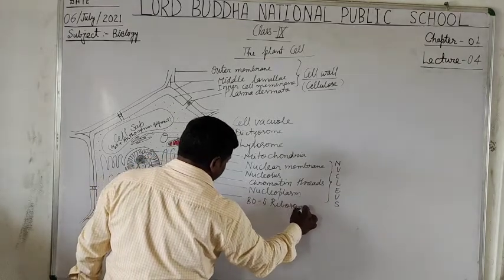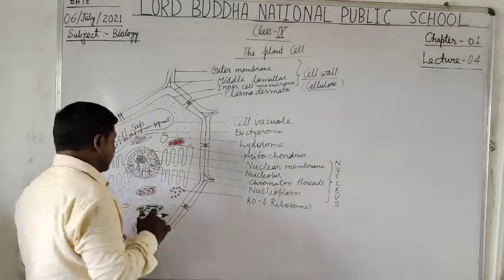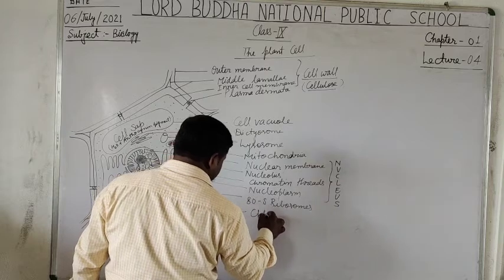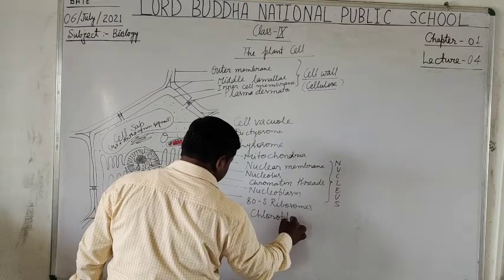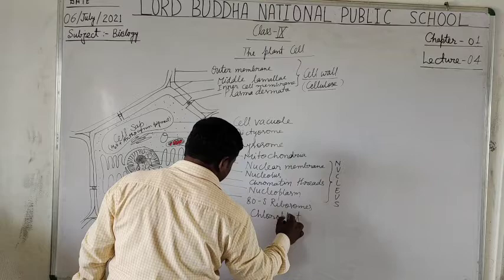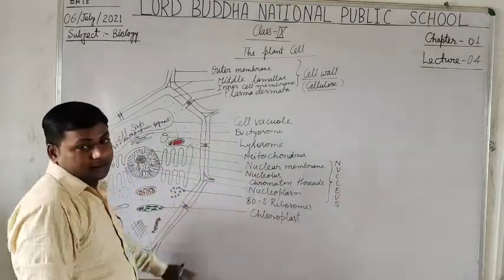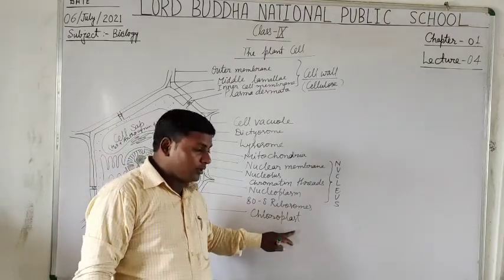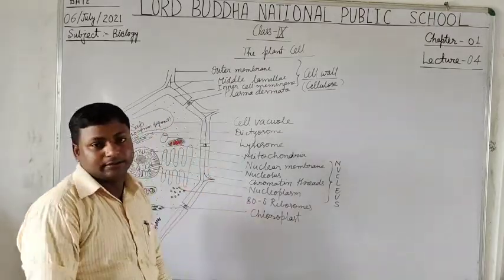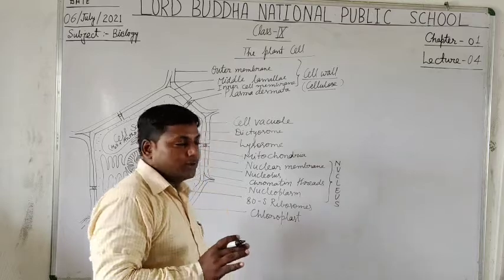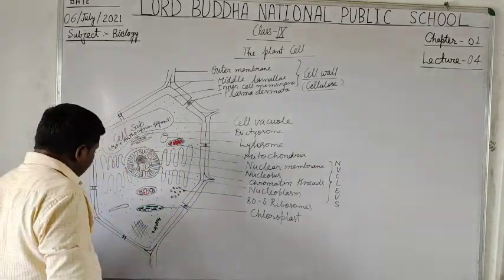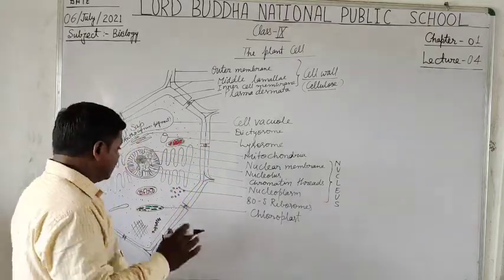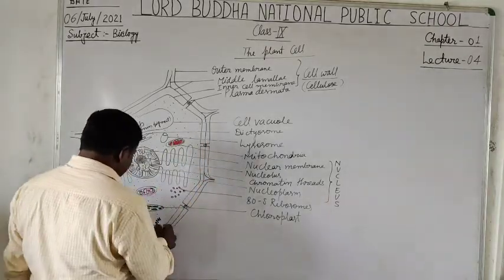Ribosomes are known as the protein factory of the cell. And this is the chloroplast, the most peculiar cell organelle of a plant cell, and it is normally said to be the kitchen house of the cell. Because the synthesis of food in plant cell takes place inside the chloroplast.